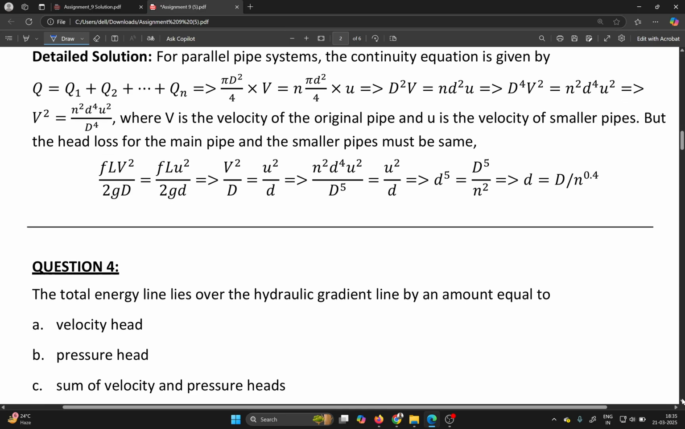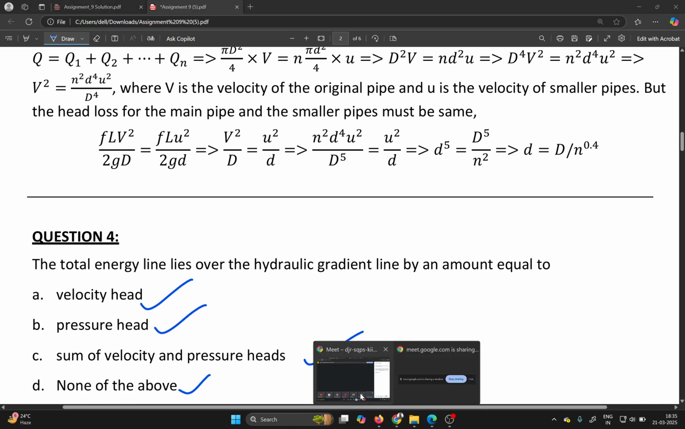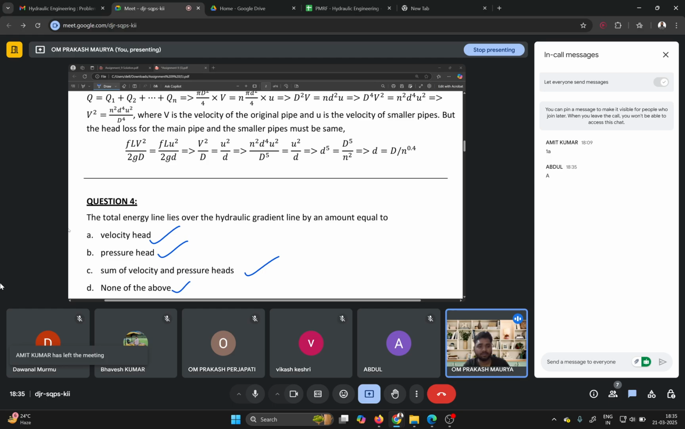Question number 4. The total energy line lies over the hydraulic gradient line by an amount equal to velocity head, pressure head, sum of velocity and pressure head, none of the above. Which option will be correct for this question? Everyone please try to write. Abdul, you are telling an option for question number 4, right? Yes, okay. Other students, please also try to write your answer for question number 4.